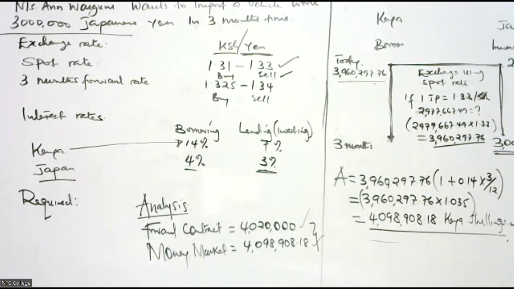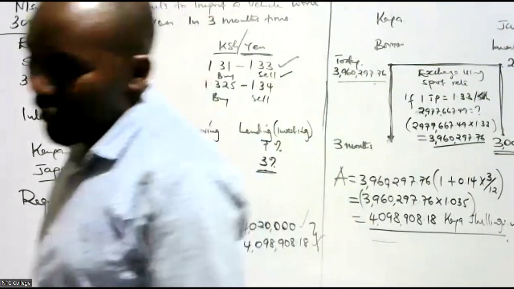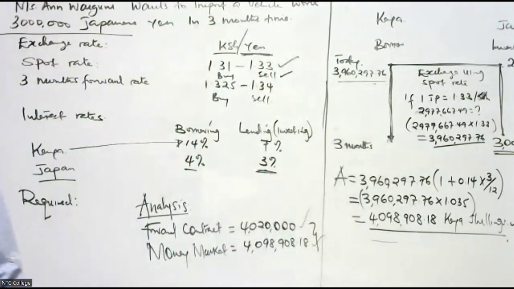We conclude and say, write in your conclusion, that optimal strategy is forward market because Waiguru will pay less.